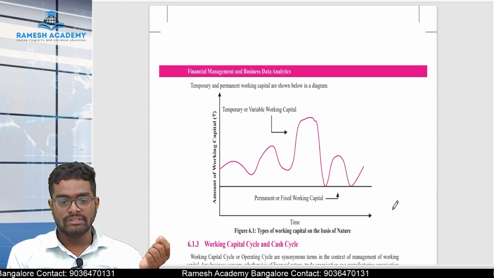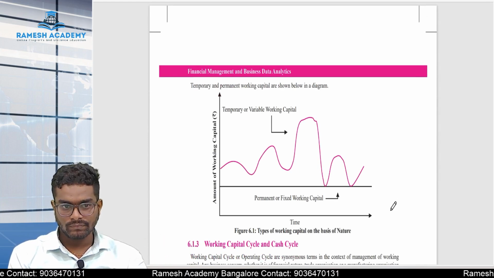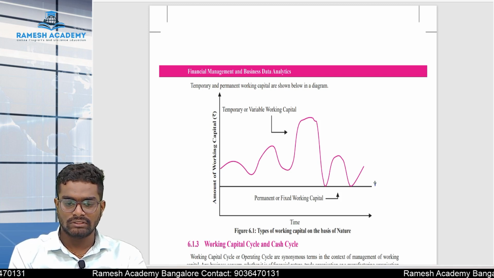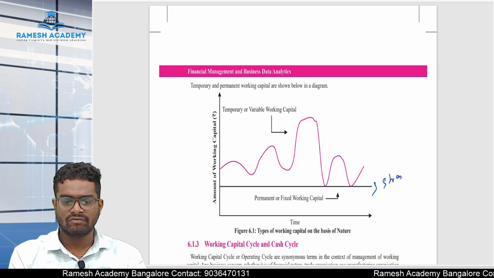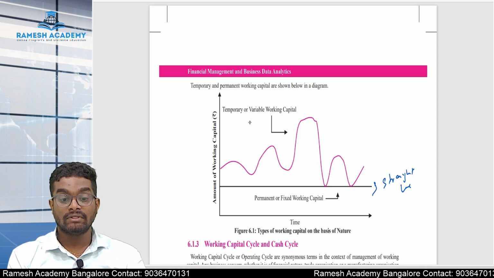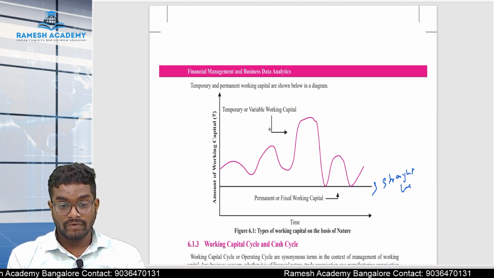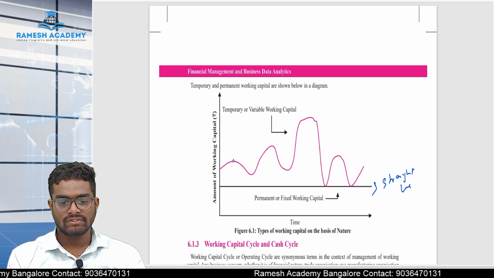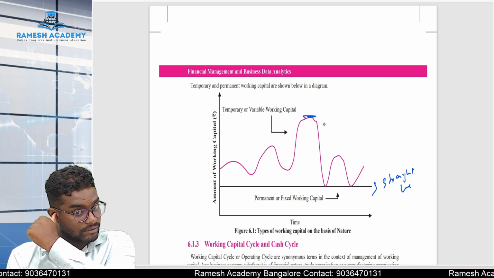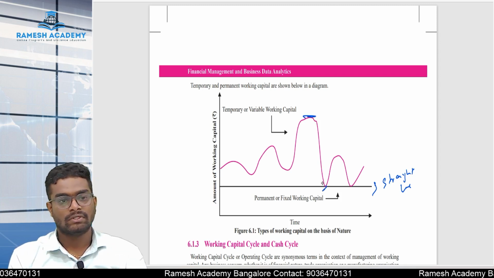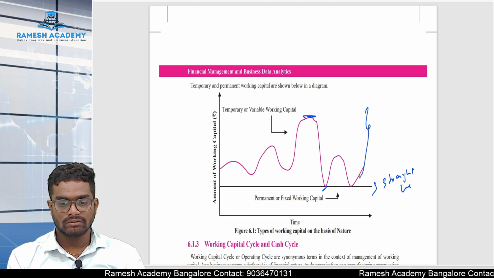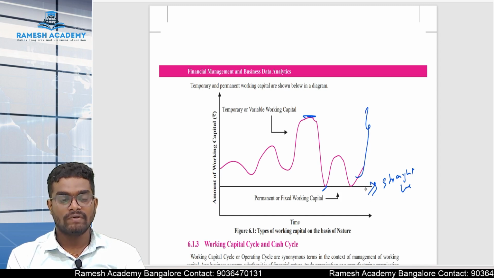Okay, see, if you look at this line graph, this is fixed, and that is the reason it is a straight line, because you have to maintain this at every point of time in the year. But in the temporary or variable working capital, the graph is going up, down, again going up and down. It went to the peak and again came to the bottom. That's what I told. So this will be fluctuating, and this is always fixed.